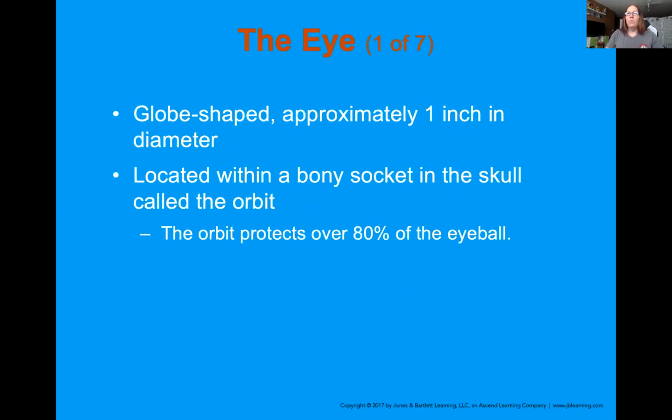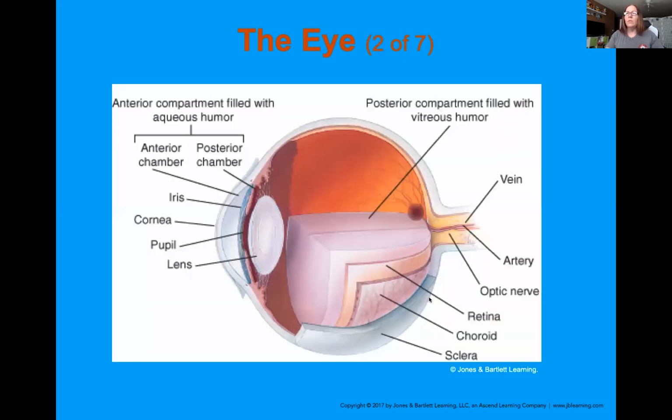All right, your eyeball. So your eye is about 1 inch in diameter. If you ever got to dissect cow eyes when you were in high school, it's pretty cool. It's really fibrous, right? The eye itself is really fibrous. So we call the eyeball itself the globe. So the globe sits in an orbit, right? And the orbit itself protects about 80% of the eyeball.